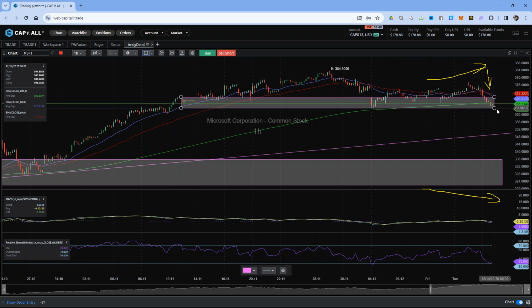there's a lot of support here. We don't really want to sell at support. Okay, so right now it's at a support point. You can't really sell that. So right now I would just wait and watch this and see what happens.